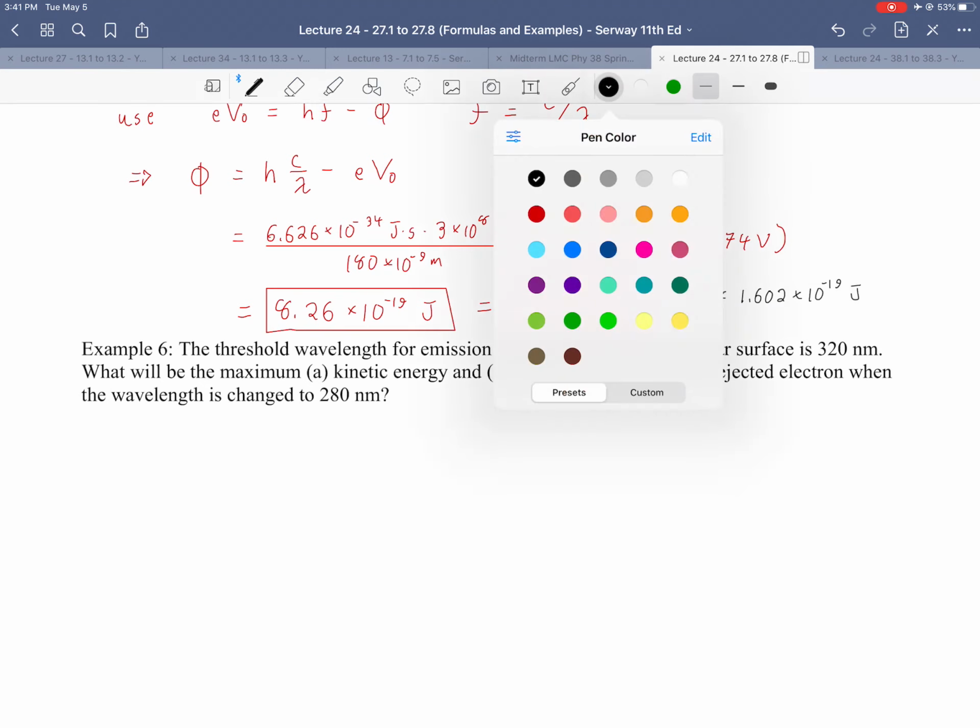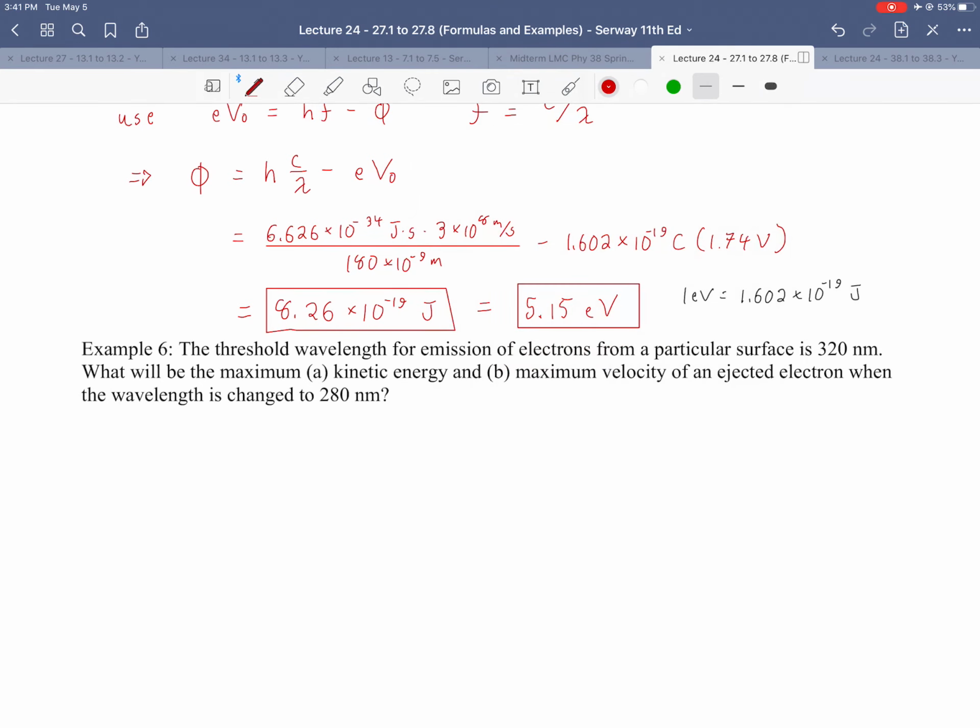Let's take a look at the other one. We're just asked to solve for different things this time. All right, so the threshold wavelength for emission of electrons from a particular surface is 320 nanometers, okay? And remember, that was the big conclusion that Einstein came to from the photoelectric experiment, that there's such a thing as a threshold wavelength. Because if light was really just a wave, there would exist no such thing as threshold wavelength. Light would just liberate electrons, especially really high intensity light.